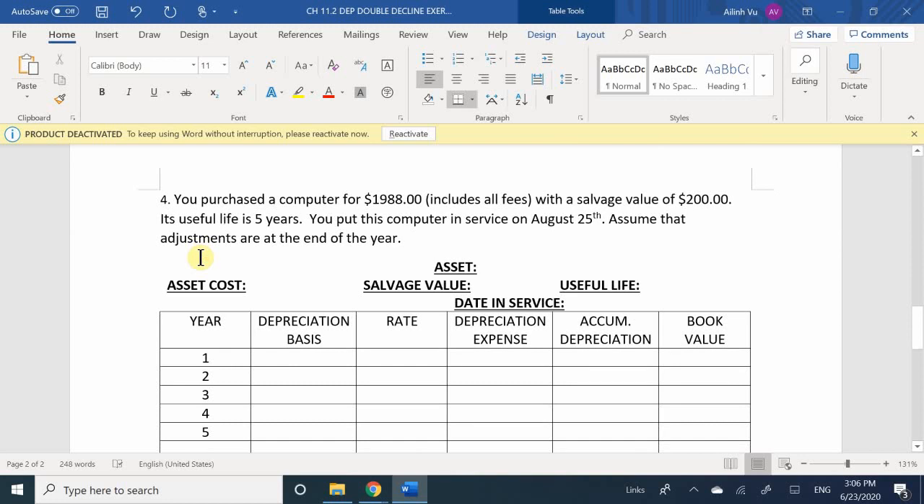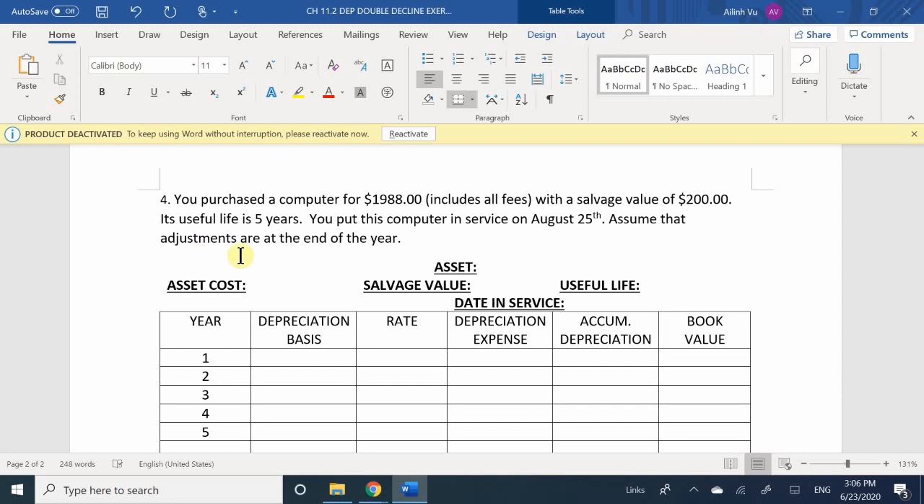Problem number 4. You purchased a computer for $1,988. That's one expensive computer. It includes all fees with a salvage value of $200. Its useful life is 5 years, and you put this computer into service on August 25th. Assume that the adjustments are at the end of the year.